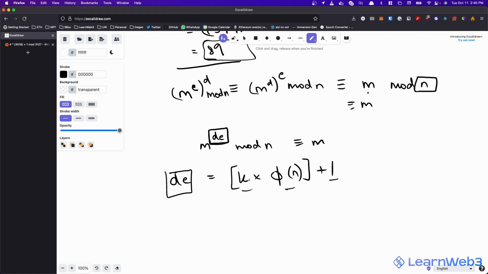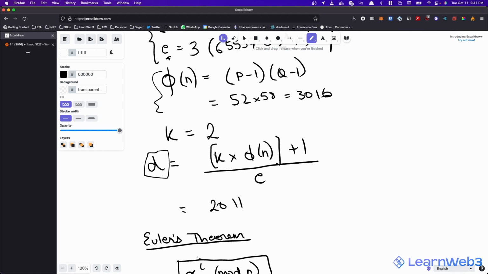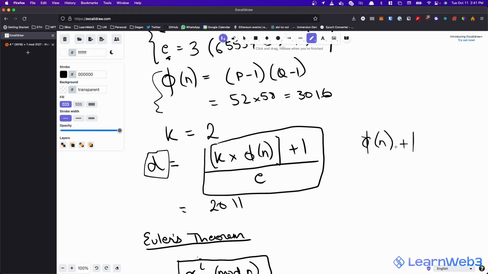Going back, this also explains why we chose k the way we did. The reason to choose k like 2, k being the value of 2, was to make the whole value of d an integer. Because if we just do phi n plus 1 over e, which is 3016 plus 1, 3017 divided by 3, you'll see it is 1005 point something. It's not a whole number, so we multiply it by k to make it a whole number, in our case 2011, by multiplying phi n by 2.